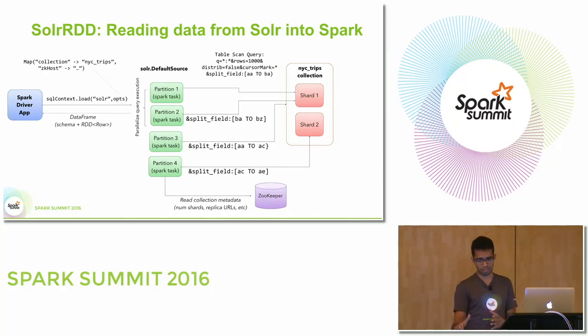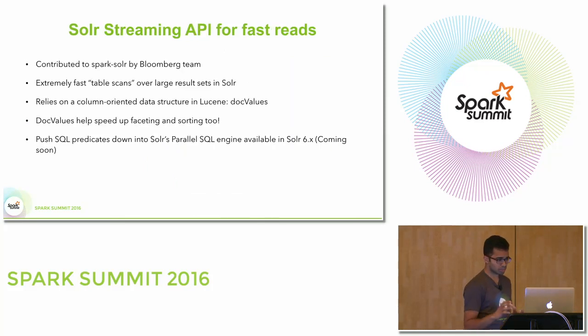I'll show you an example soon, and you can use the split fields to increase the parallelism. Both this example and this example use the select query handler to get the results out. Now, there is another way to query data. In recent versions, there is something called the Solr Streaming API that got added to Solr. By using this Solr Streaming API, we can read data very fast and very efficiently.